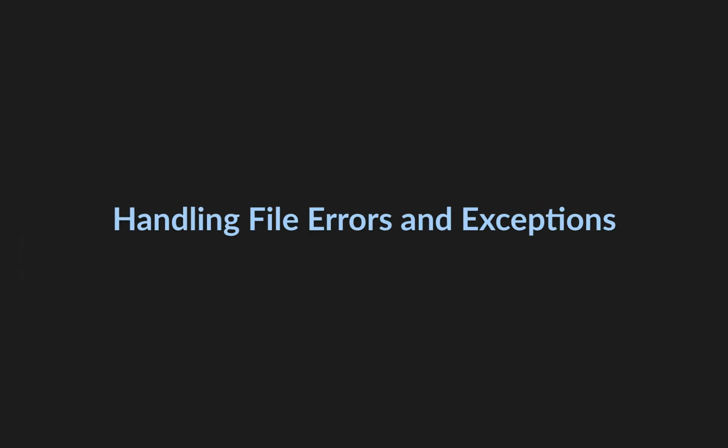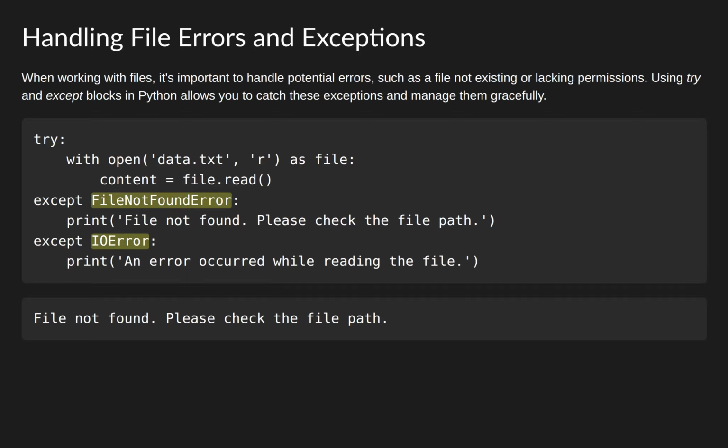Handling file errors and exceptions. When working with files, it's important to handle potential errors, such as when a file does not exist, or you lack the necessary permissions. Using try and except blocks in Python allows you to catch these exceptions and manage them gracefully.